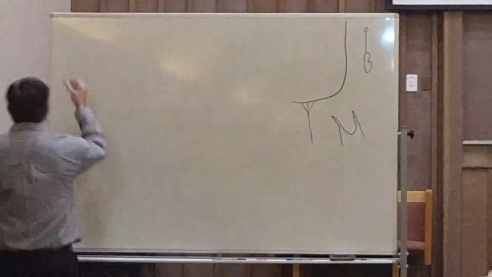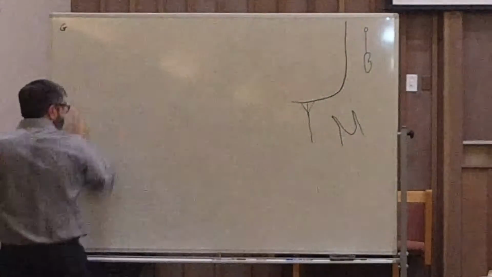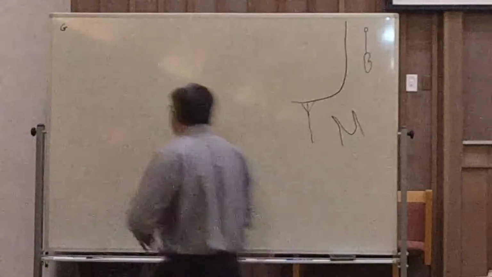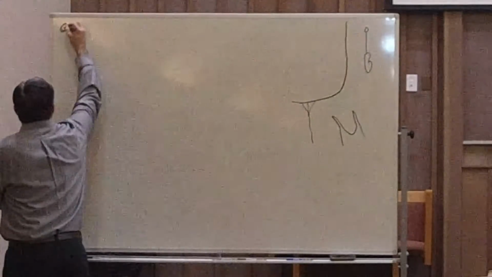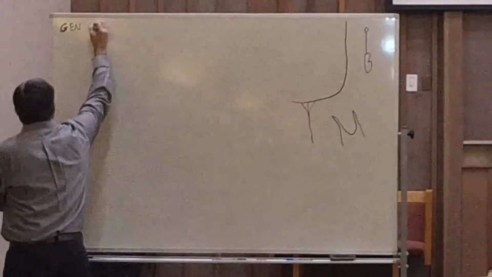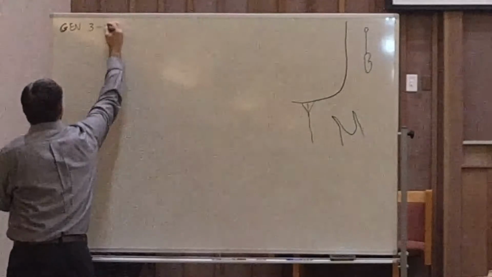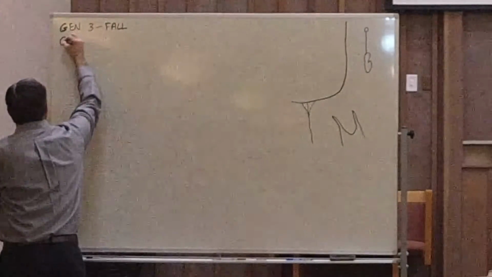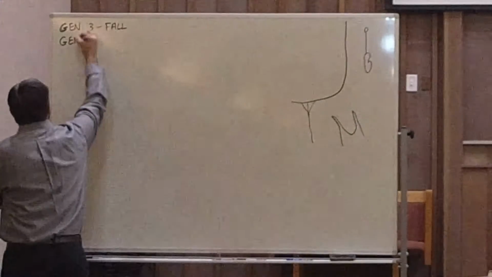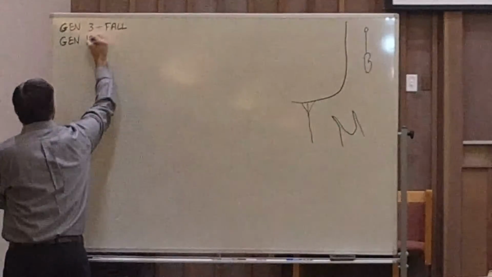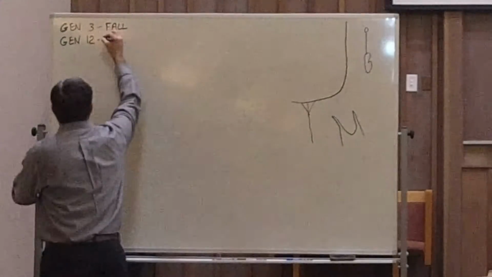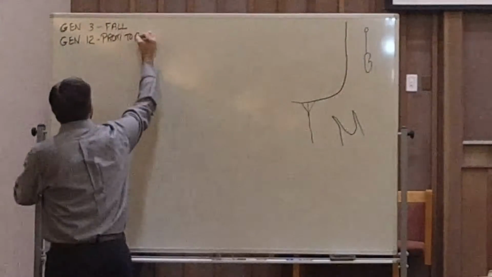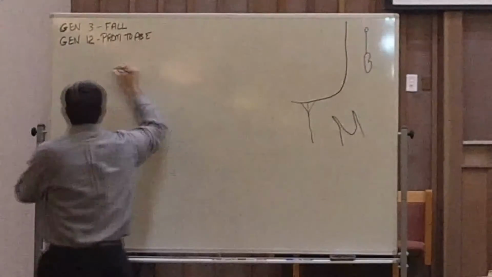All right, so the first one is Genesis chapter 3. And what happens in Genesis 3? All right, you have the fall. What's the next one? All right, very good. Genesis chapter 12. And what happens in Genesis 12? All right, the promises to Abraham.